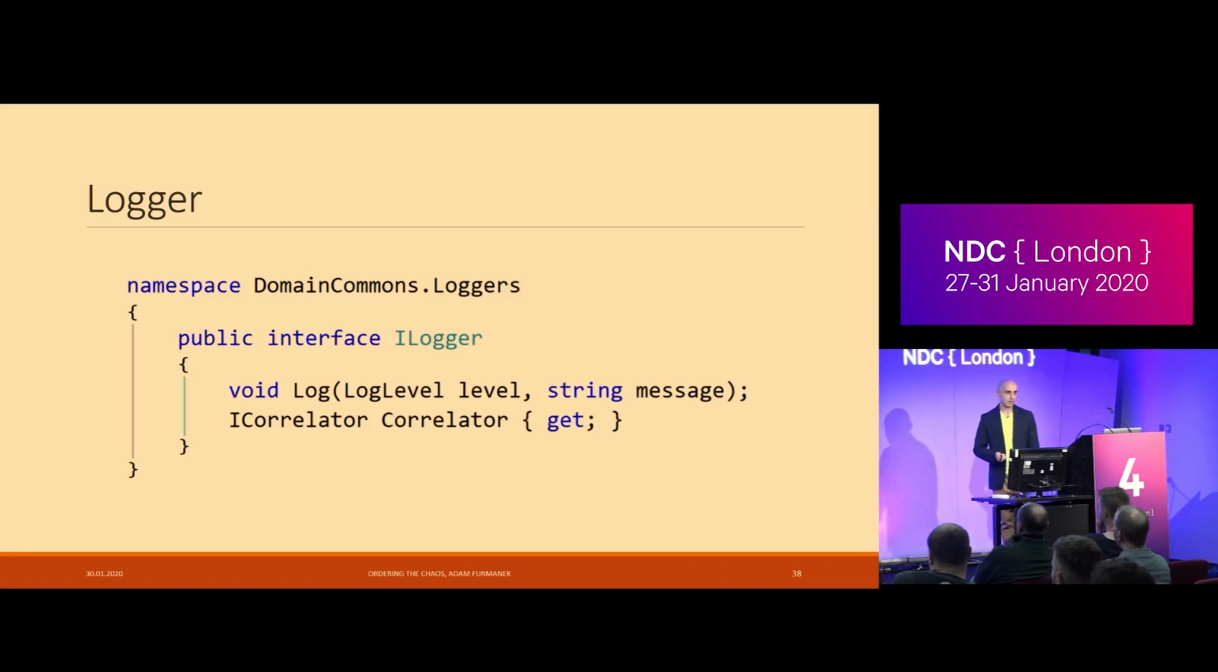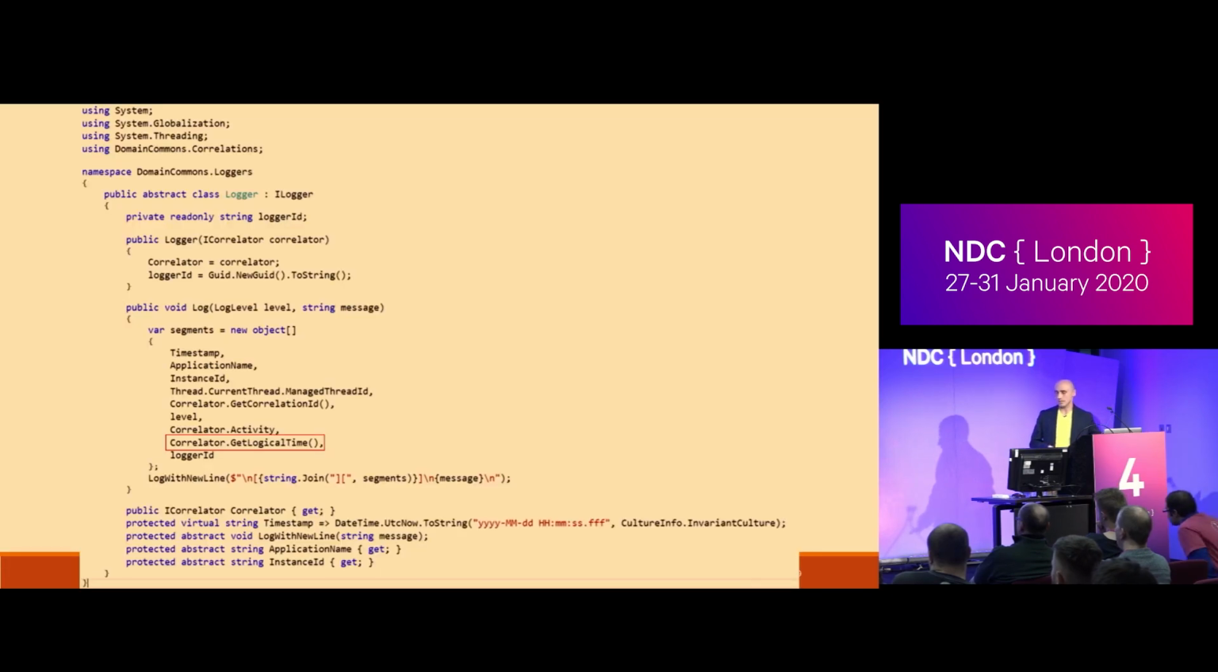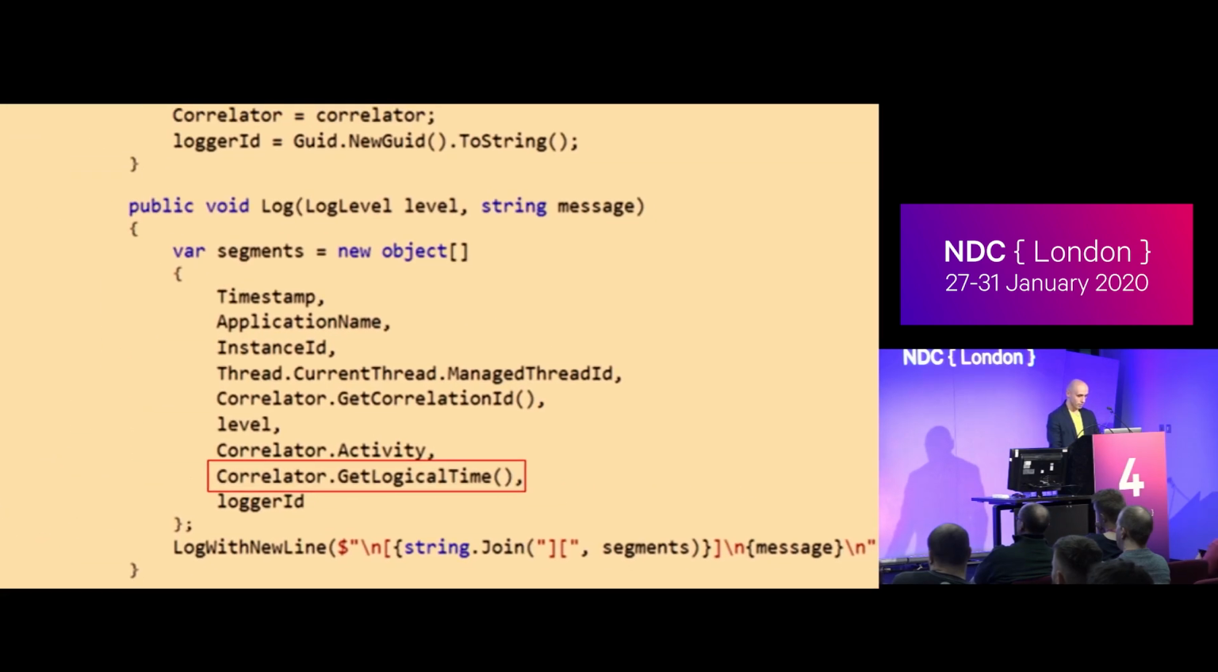So you do have an ILogger interface with logging level, et cetera, and message. You do have some correlator here. And you just implement it in some way. So whenever you do log your message, you basically have the following segments. And I'm not saying these segments are sufficient or these pieces of information are all you need to debug your application, but they generally are a good start.